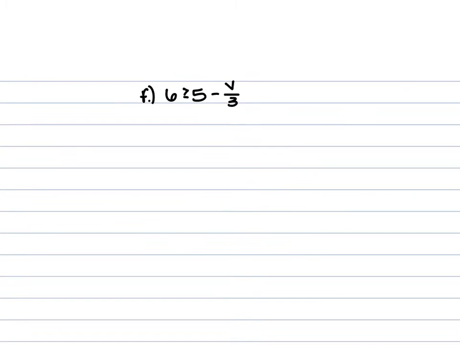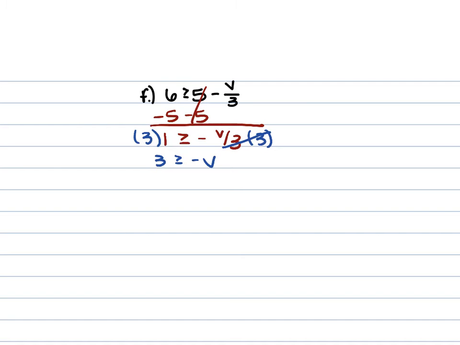For example, F, we have 6 is greater than or equal to 5 minus v divided by 3. So for this one, I'm going to first subtract that 5 from each side. So we have 1 is greater than or equal to negative v divided by 3. For this, now I'm going to multiply each side by that 3. So those 3's cancel. So we just have 3 is greater than or equal to negative v.